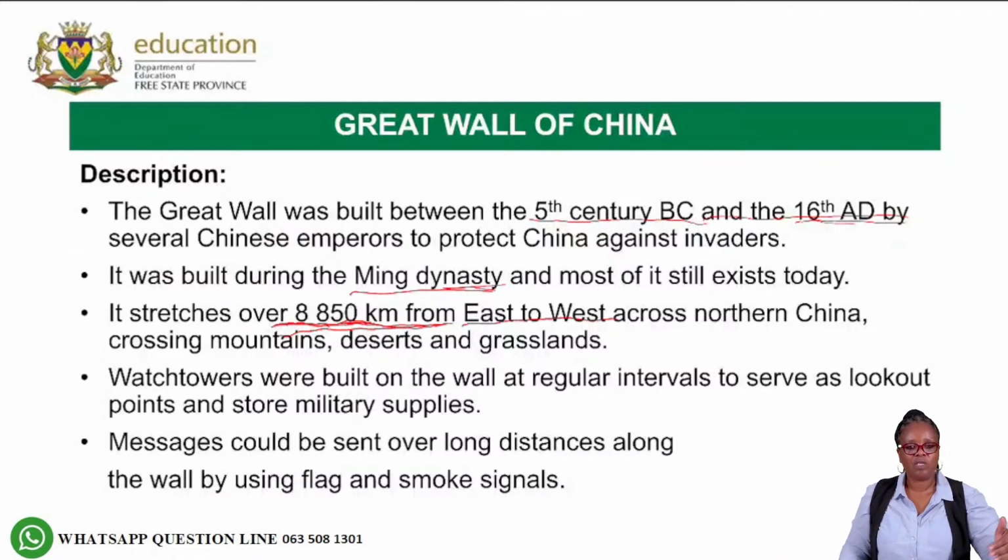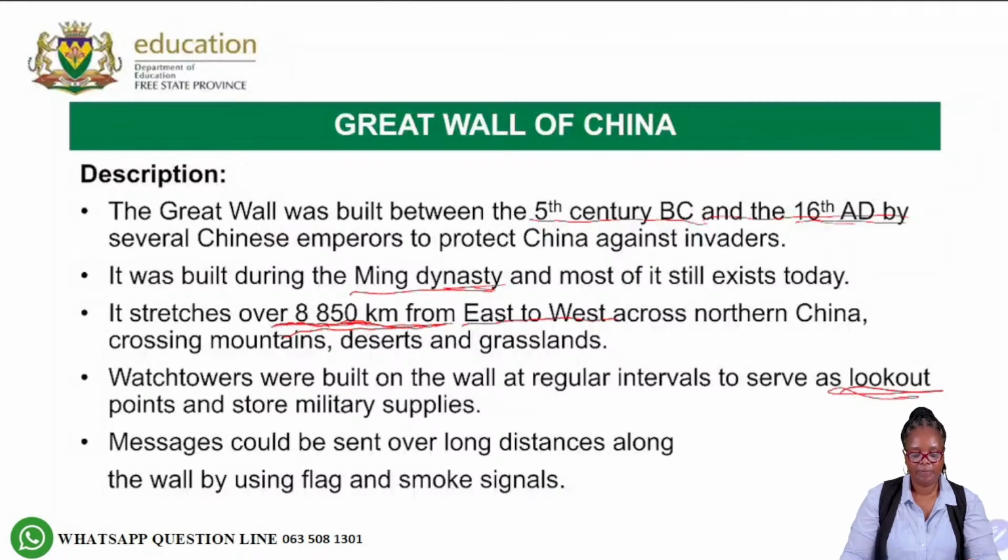So on top of this wall, we have the watchtowers also. You know, watchtowers so that people can see what is happening far away when they are in their watchtowers. They were built here at regular intervals. It means they were built to serve as lookout points and to store military supplies. So they were storing the military supplies here.